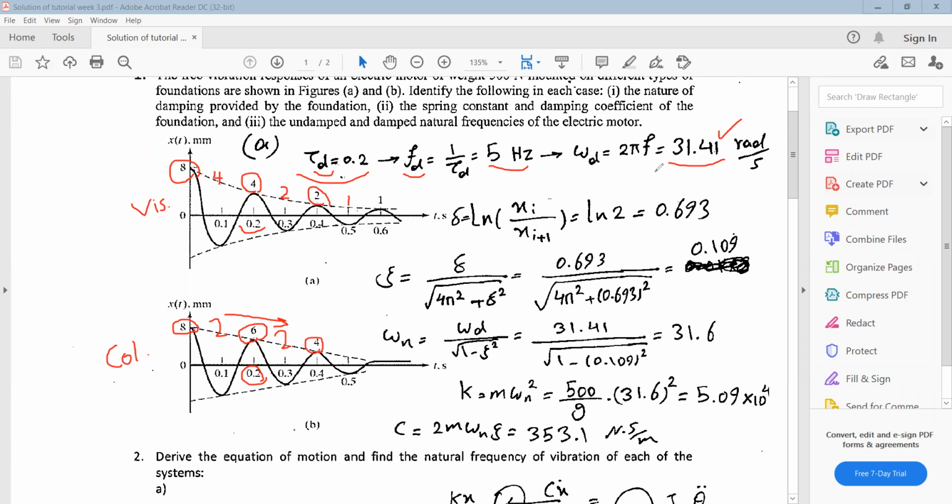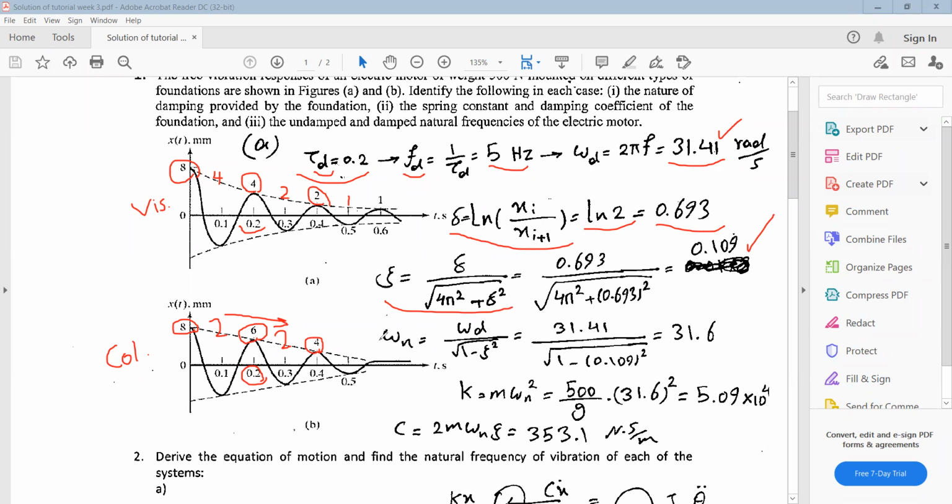Also, we need to calculate the damping ratio. The damping ratio will be obtained from delta, the logarithmic decrement. Here you can write the delta equation for 2 consecutive cycles, and it's equal to ln of 8 divided by 4, or 4 divided by 2, which is ln of 2, or 0.693. This is delta, and then from the relation between the logarithmic decrement and the damping ratio, you can substitute for delta and obtain the damping ratio, which is 0.109.